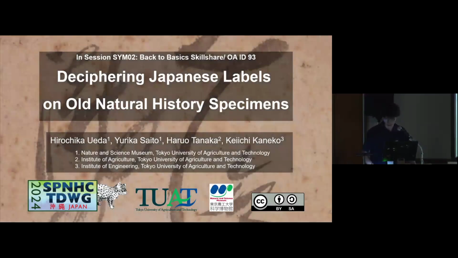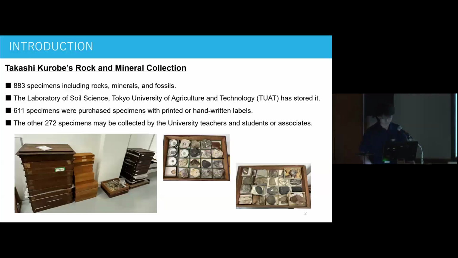So today I'm talking about the labels on old natural history specimens in Japanese. The collection I will be talking about is Takashi Kurobe's rock and mineral collection. It contains over 800 rock, mineral, and fossil specimens, and is stored in the soil science laboratory of the Tokyo University of Agriculture and Technology. In this collection, 272 specimens were collected by the teachers, students, and other associates in the university.